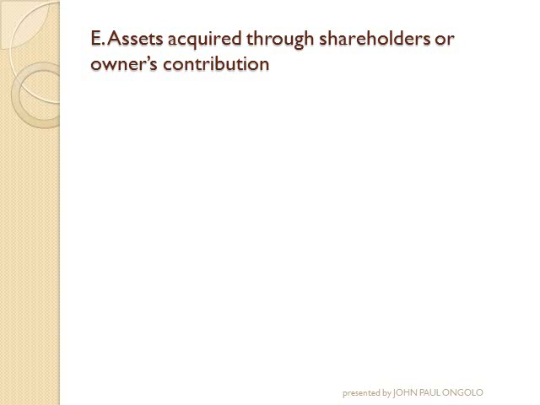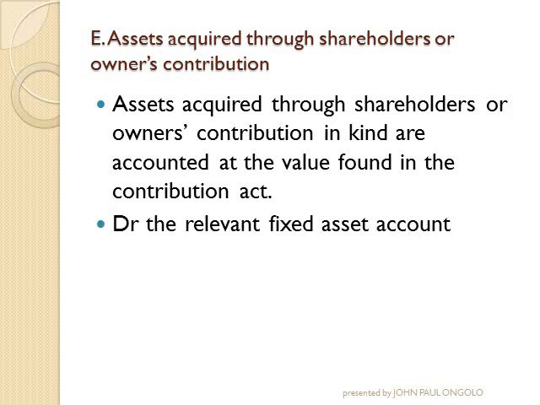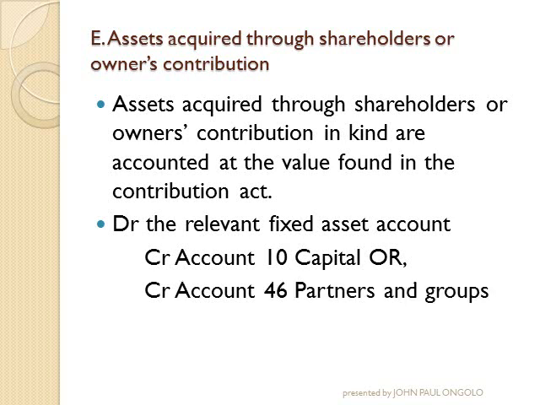The next type we are going to look at are assets acquired through the contribution of owners or shareholders of the business. And when these owners or shareholders contribute in kind, these are accounted for at the value found in the Contribution Act of the business or the Memorandum of Association. In that case, we still debit the relevant fixed asset account and we credit account 10 capital or account 46 partners and groups.